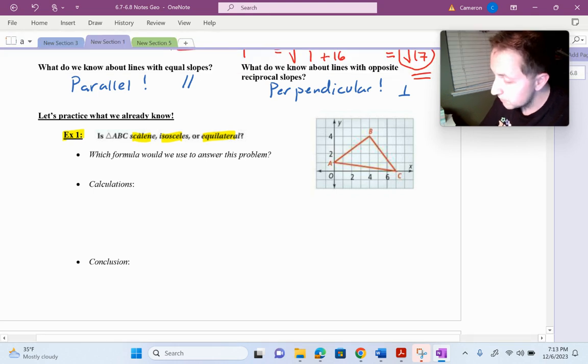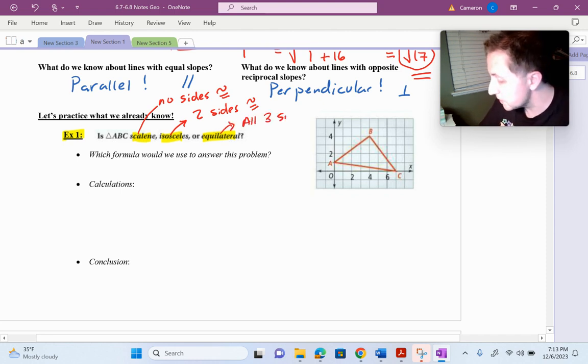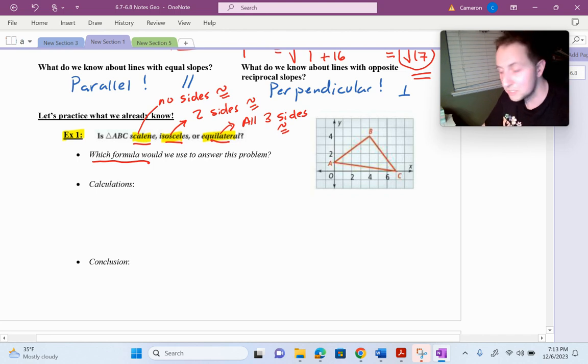So reminder, if a triangle is scalene, that means no sides are congruent. No sides have the same length. Isosceles means 2 sides are congruent. 2 sides have the same length. And equilateral means all 3 sides are congruent. All 3 sides have the same length. Notice what I said for each one of these. Length. Side length. Which formula deals with length? Put your prediction down, pause me, and then you can check it. You would want to use the distance formula.